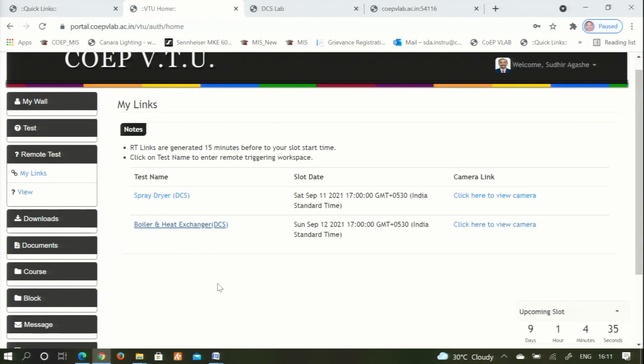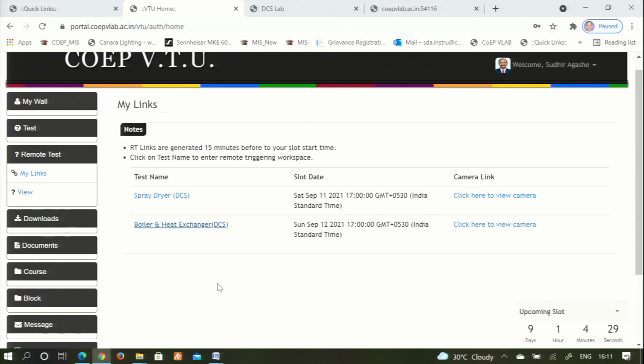Here you will find that there is a slot which is being booked for you, and of course, you have to book a slot. We will create the slot for you, and once you book that slot, for that particular time for which you have booked, the entire plant would be available to you, under your control.